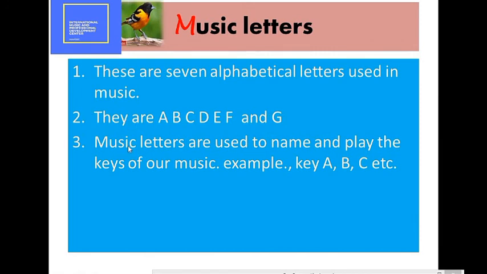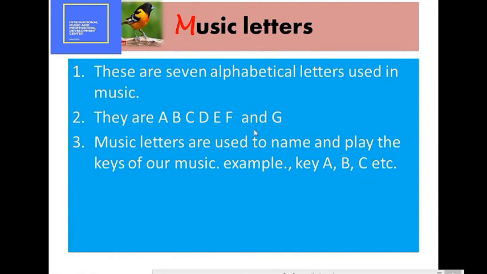Now, what will we need the music letters for? Look at number 3. The music letters are used to name and play the keys of our music. So that's why we have key A, key B, key C, and so on.